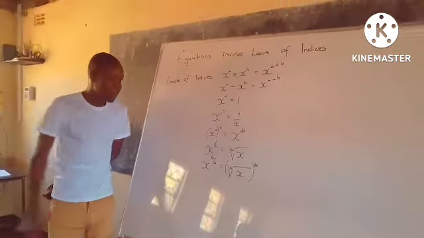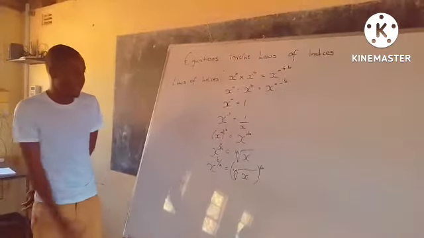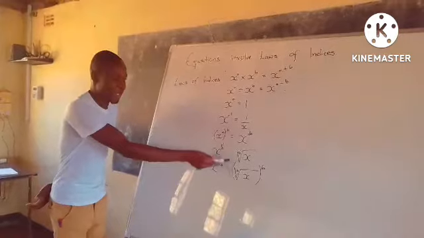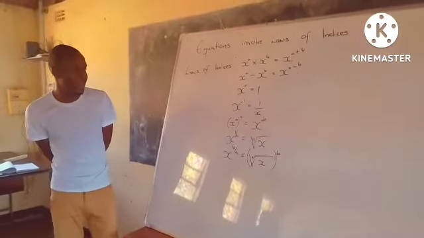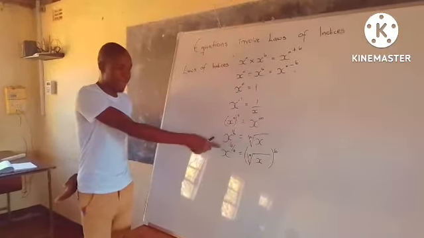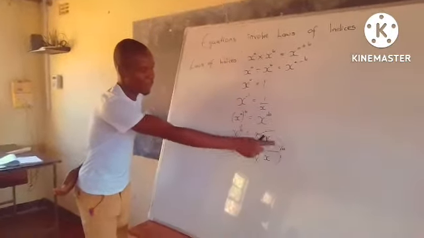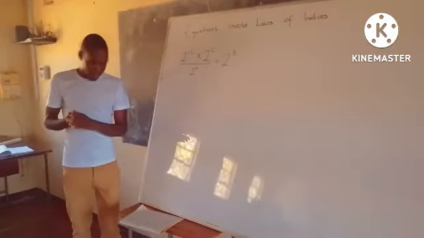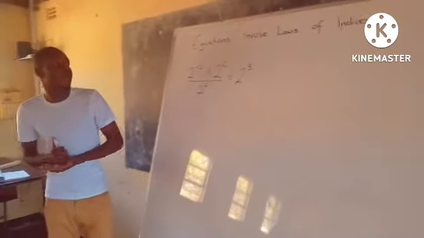And this law, x to the power of 1 over a, is written as the a-th root of x. Then the last says a base to a power of b over a can be written as the a-th root of x to the power of b. We can look at another example.